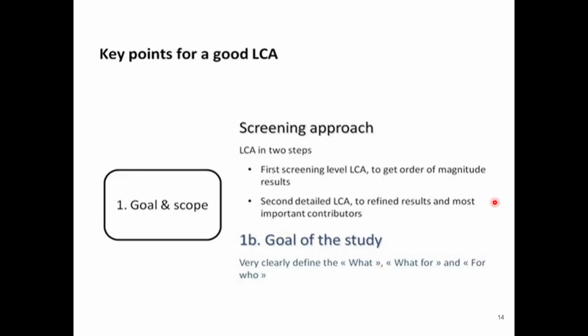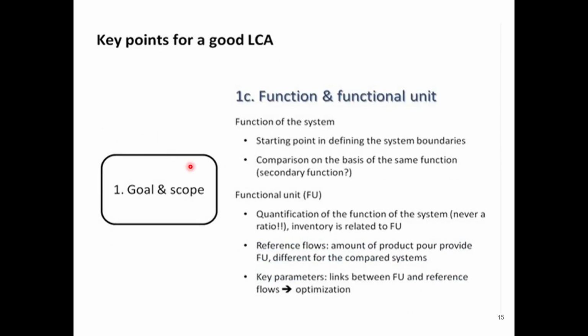Let us see. The key points for a good LCA are, first, in goal and scope, the screening approach, where there are two steps. One is a first screening-level LCA to get order of magnitude results, and second, a detailed LCA to refine results and identify the most important contributors. The second part is the goal of the study, very clearly defined: what for, and for whom. These three terms should be clearly defined for the goal.